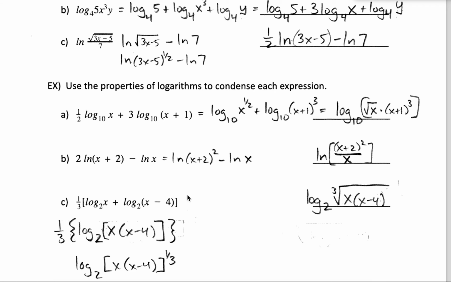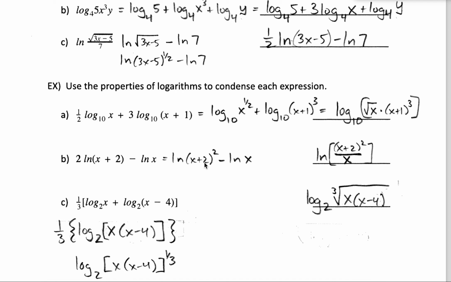All right, part B. We have a difference here. So that must mean that we're going to use the quotient property, but before we do that, let's check and make sure that we can apply the power property. We have a coefficient here, or a multiplier, so we're going to move that to the exponent position for our input. So instead of 2 times the natural log of x plus 2, now we have the natural log of the quantity x plus 2 squared.